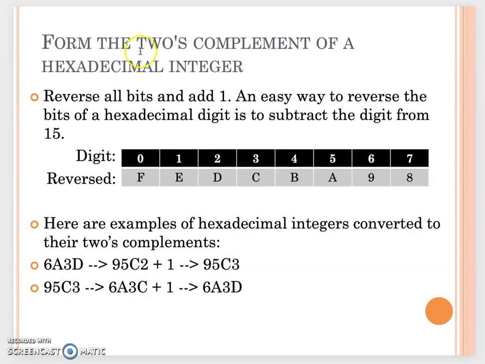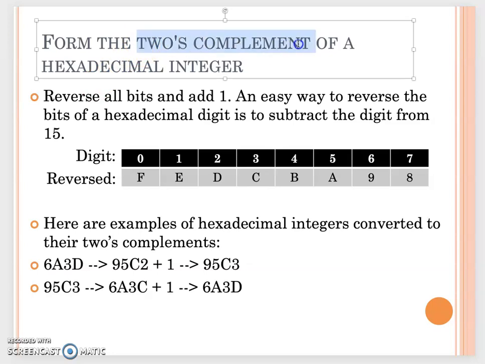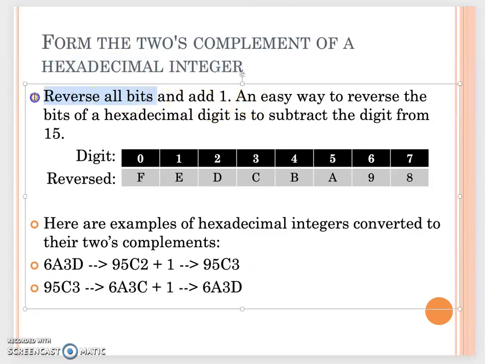So 2's complement, actually, the definition just means we try to find the equivalent value but with different sign. So if you want hexadecimal, actually you do have the 2's complement as well. So the rule will be the same. You just make sure you revert all bits, then add 1.